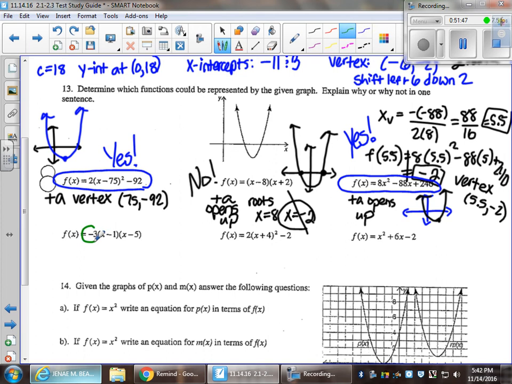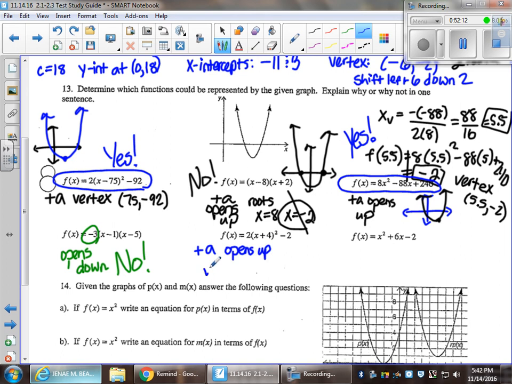Well, I see that A is negative, opens down. Right away, no, because this one opens up. So no, don't even have to sketch anything for that one. How about this one? A equals 2, so A is positive, positive A, opens up, and that's good.